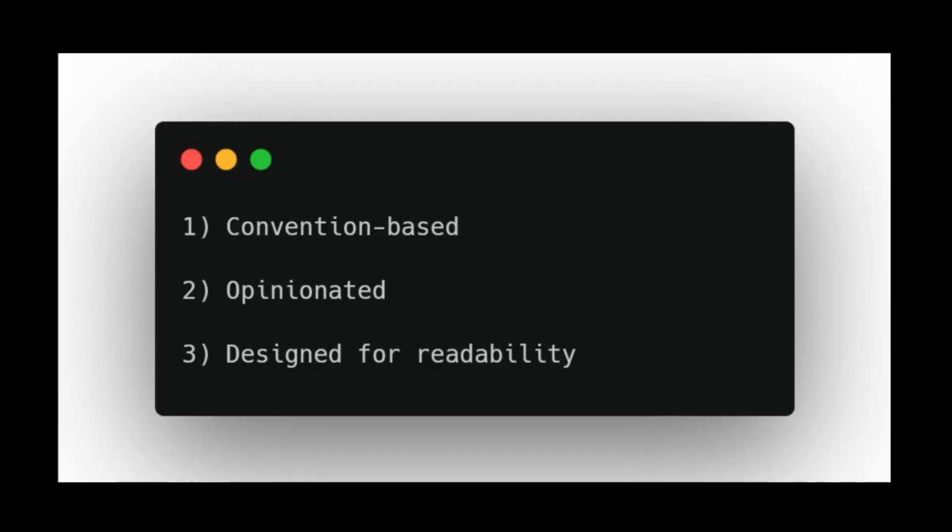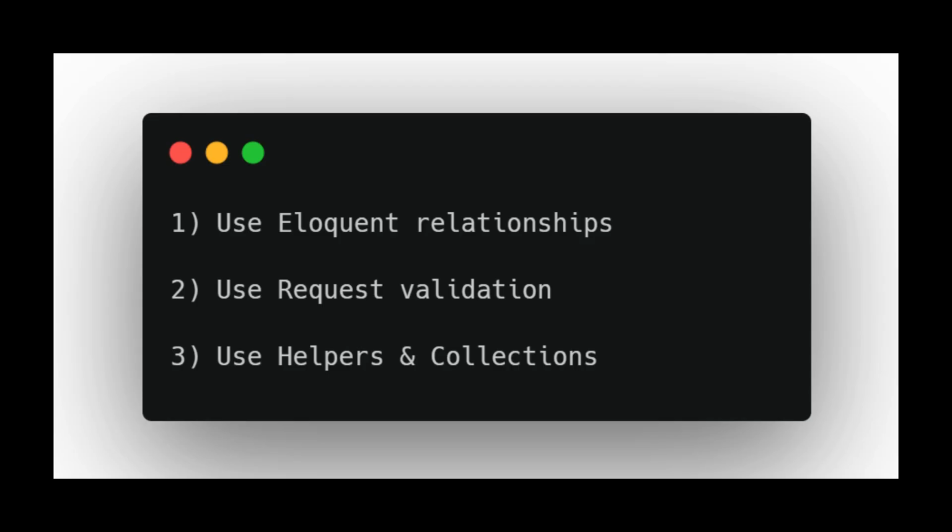Think in the Laravel way, not just PHP. Most developers write Laravel like plain PHP, and that's the mistake. Laravel is convention based, opinionated, and designed for readability. So instead of writing everything manually, use Eloquent relationships, use request validations, use helpers and collections, because cleaner code equals fewer bugs, and fewer bugs equals faster development. So use the Laravel framework fully.